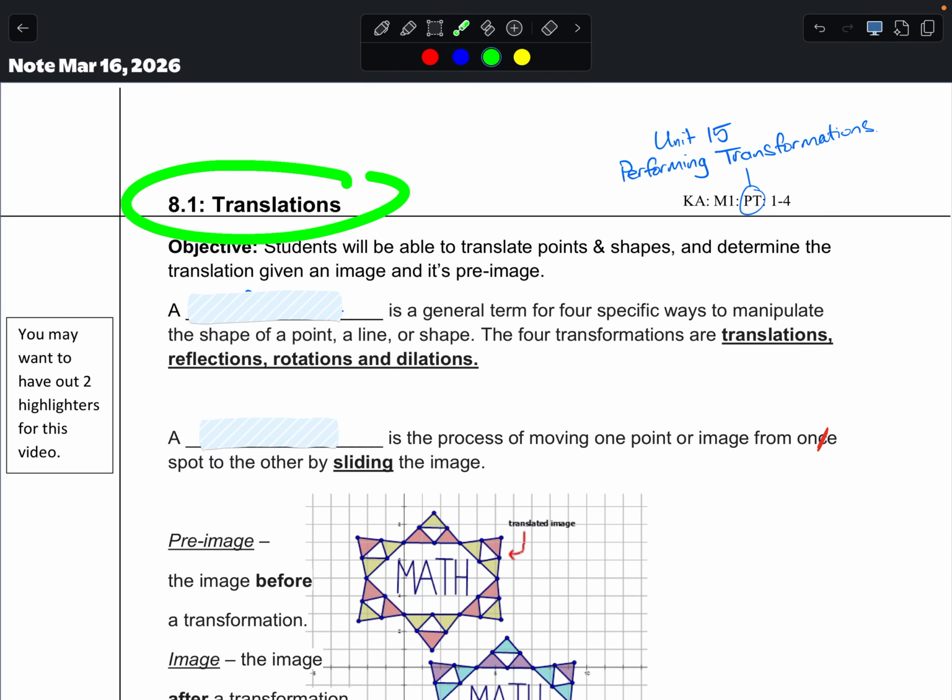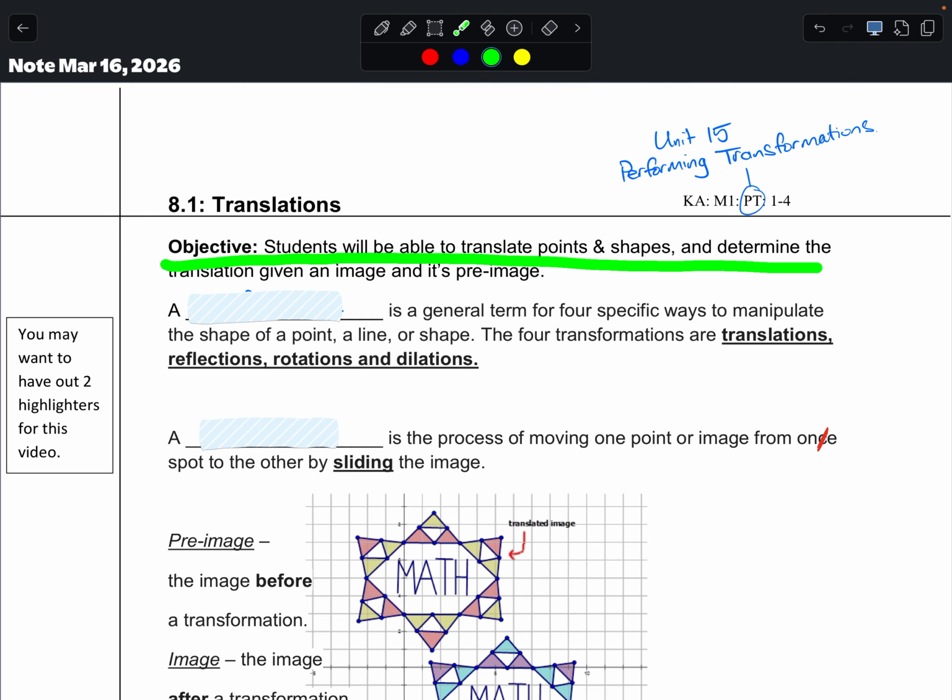All right, this is lesson 8.1, translations. In Khan Academy, we're now working in unit 15 called performing transformations. And after this lesson, you should be able to do skills 1 through 4. Our objective is that after this lesson, you'll be able to translate points and shapes and determine the translation given an image and its pre-image.